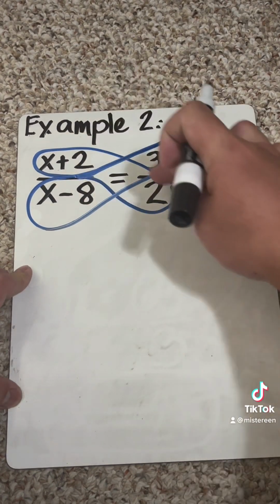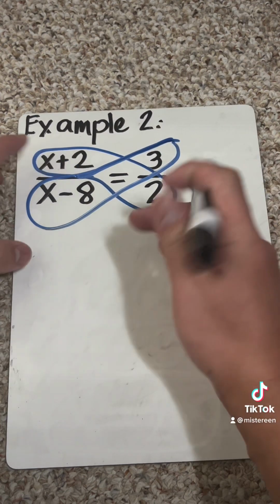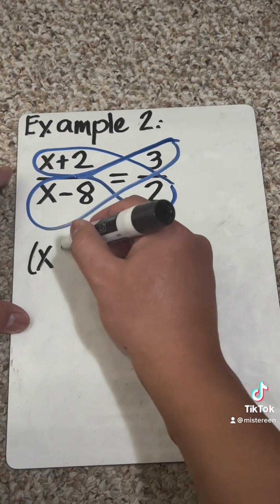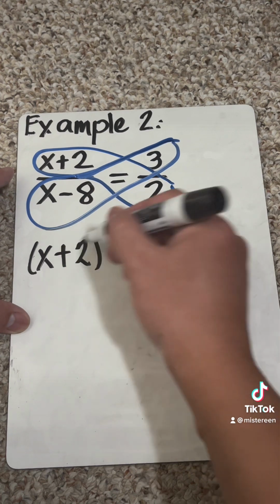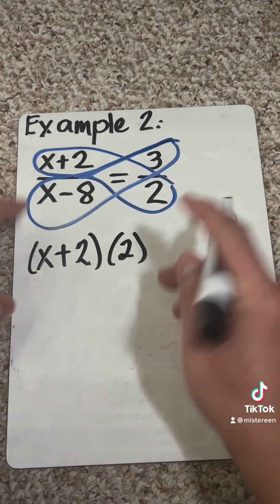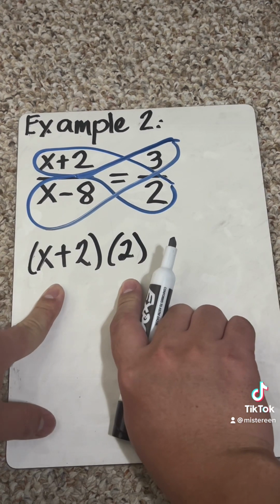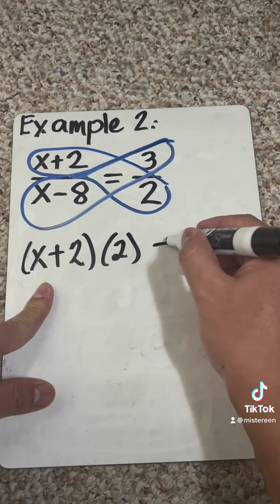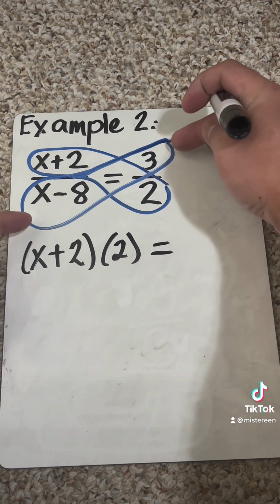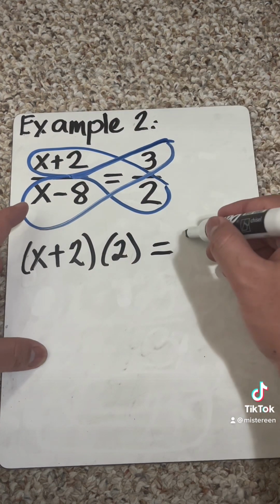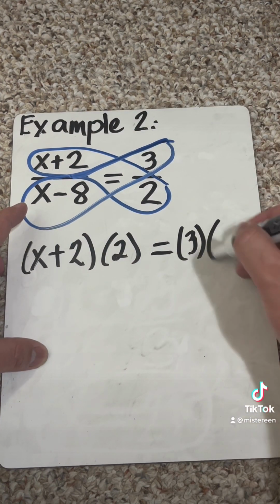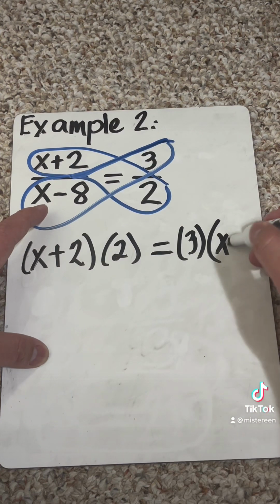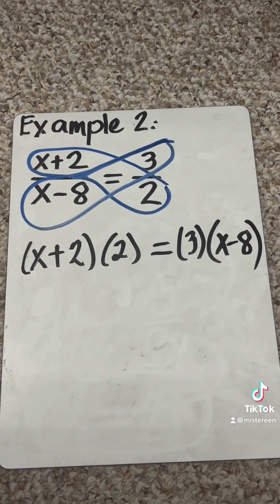So let's start with this. I'm going to have x plus 2 in parentheses and then multiply it by the positive 2. I close them in parentheses and that tells me that this is multiplication. Okay, and then I'll put equals the other pair. So I can start with 3 in parentheses and then x minus 8 in parentheses. All right, that's step number 1, cross multiplication.